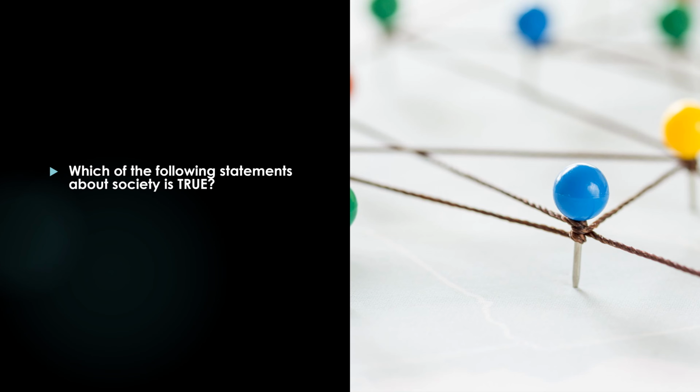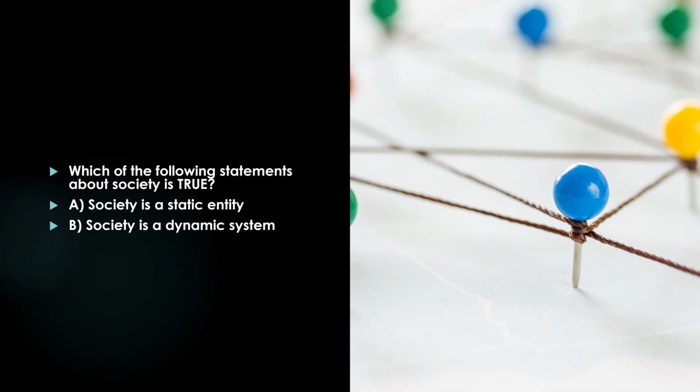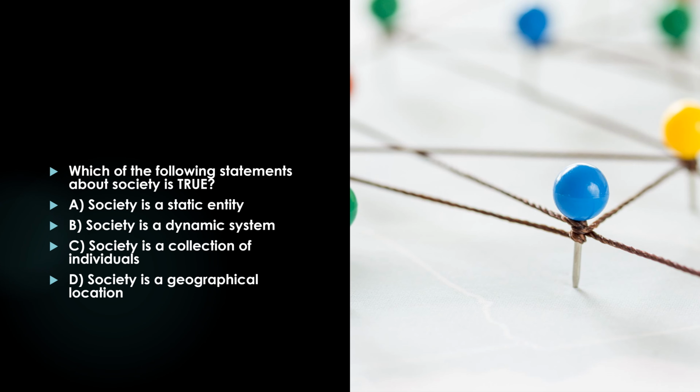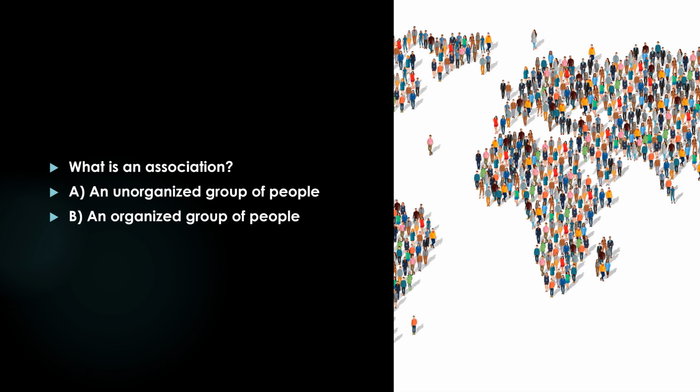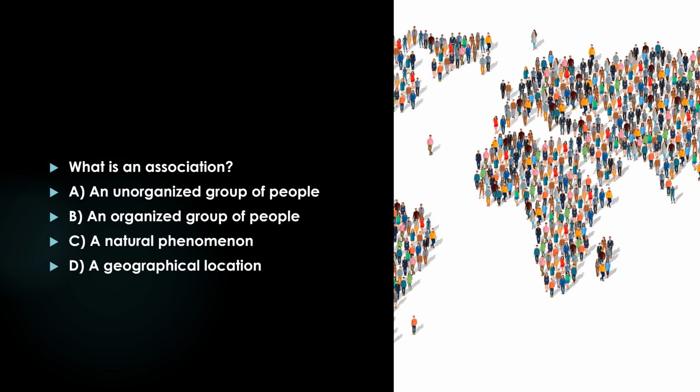Which of the following statements about society is true? Society is a static entity. Society is a dynamic system. Society is a collection of individuals. Society is a geographical location. Answer B. Society is a dynamic system. What is an association? An unorganized group of people, an organized group of people, a natural phenomenon, a geographical location. Answer B. An organized group of people.